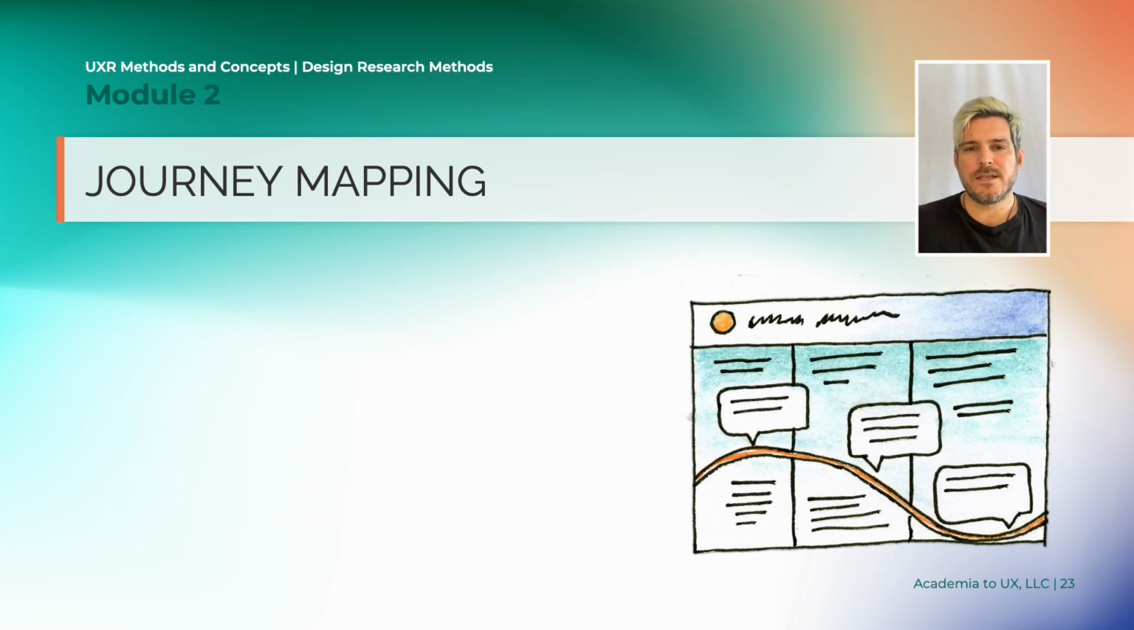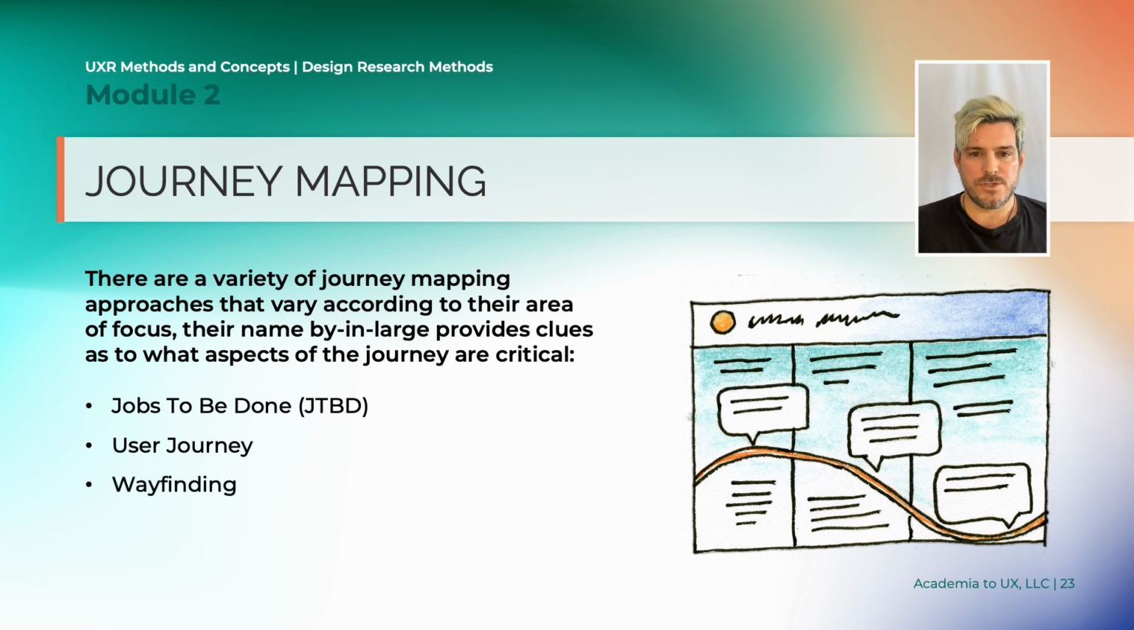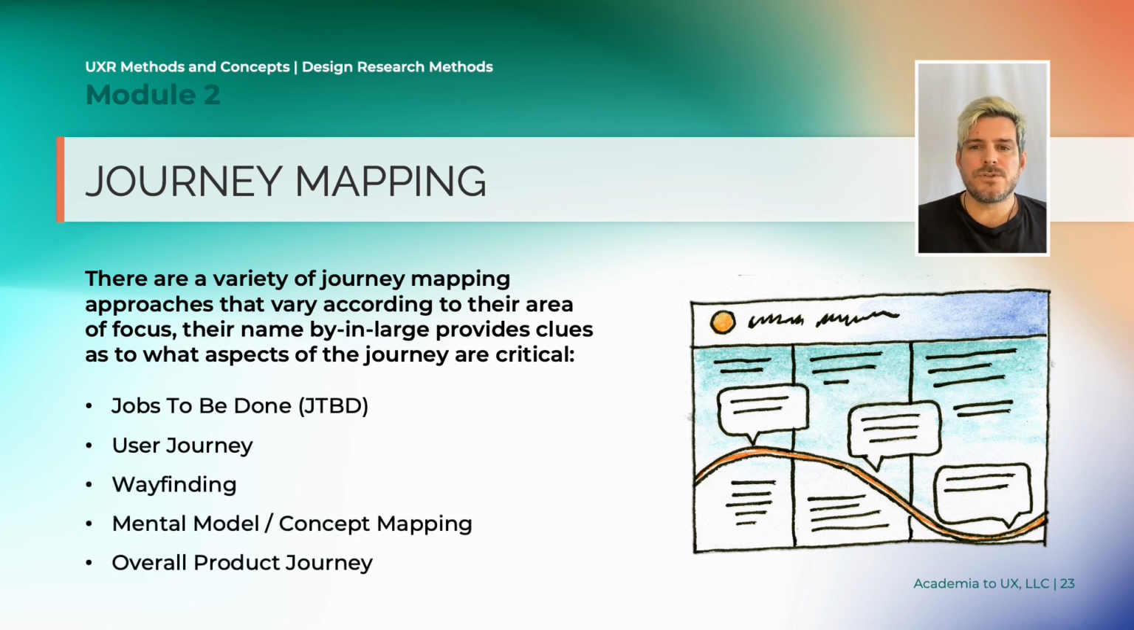There are a number of varieties of journey mapping, the most common of which is user journey mapping, which we've already described. There's also jobs to be done, wayfinding, and overall product journey, among others. One can choose across these journey types depending on one's research question. So, for example, jobs to be done is great if your focus is on outcomes or objectives when using tools and carrying out tasks, which comprise the individual components of the journey being mapped.